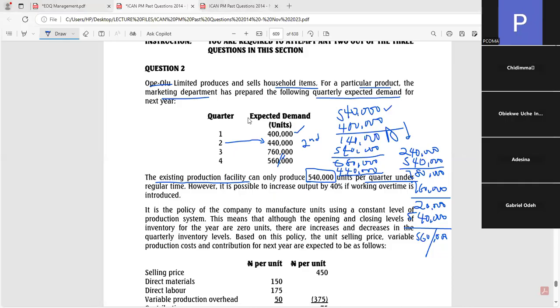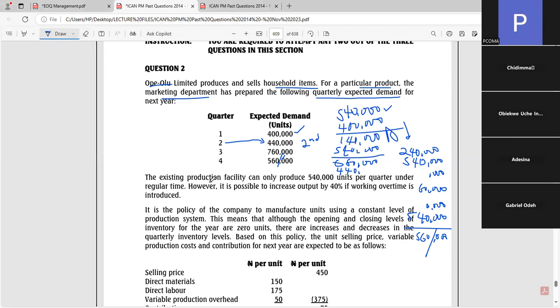Okay, let's proceed. We have not finished reading the question, but we are just trying to assume some things that are obtainable in the question. Now let's continue reading the question and see what ICAN asked for. ICAN has stated that the existing production capacity can only be 540,000 units per quarter under regular time. However, it is possible to increase output by 40% if working overtime is introduced. So ICAN is trying to tell us that we can work overtime if we need to.